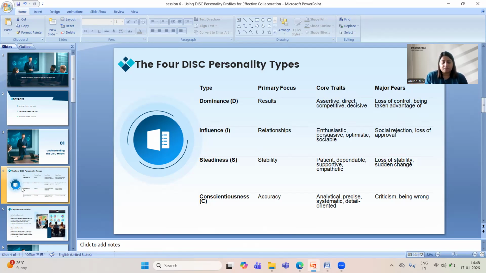Conscientiousness focuses on accuracy. They work very factually. They are analytical, precise, systematic, and detail oriented. However, their major fear is being wrong and facing criticism, because they try to work everything perfectly, and they are very conscious about it. But as soon as you put a finger on something, like this is wrong or this is not right, then they feel really worried about why they are being wrong, because they put all their effort and energy into it.